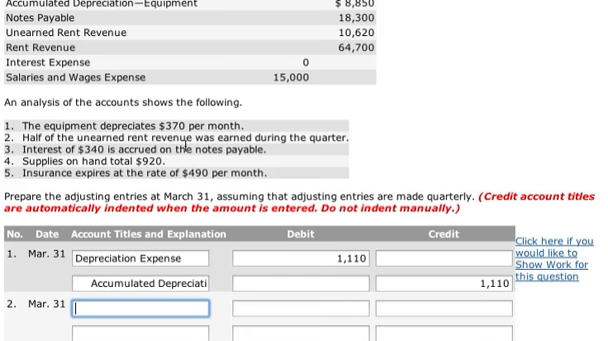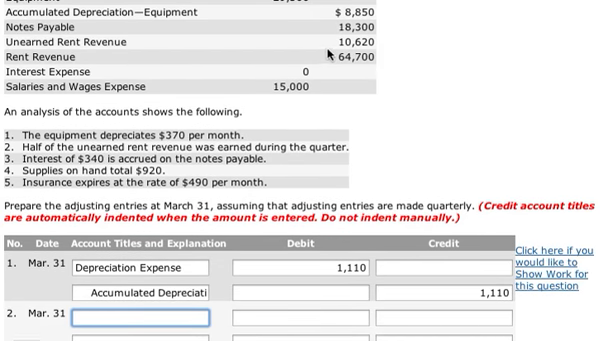Half of the unearned rent revenue was earned during the quarter. So if we looked at the unearned rent revenue, it was $10,620. Only half of it is earned, so we will divide it by 2 or multiply it by 50%, whatever. I'm going to divide it by 2, and it gives me 5,310.